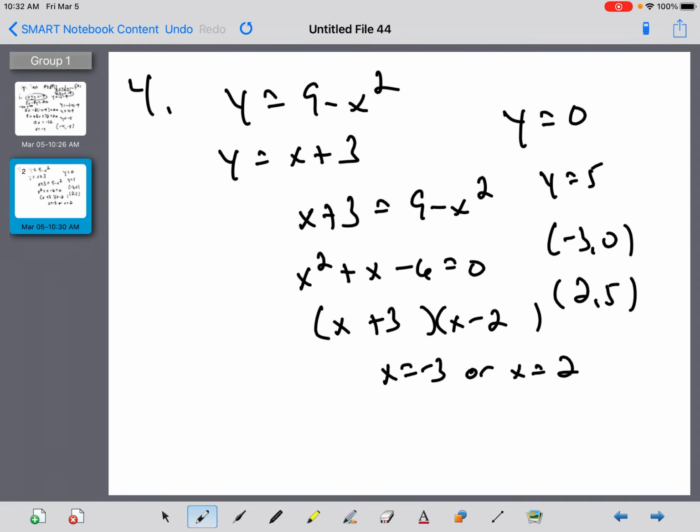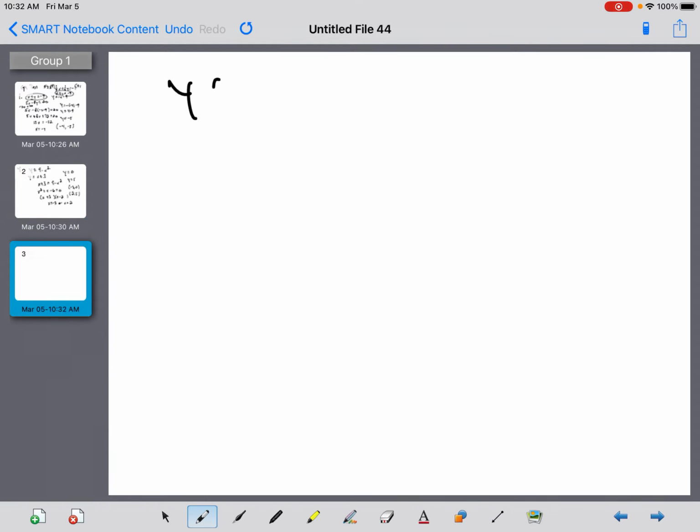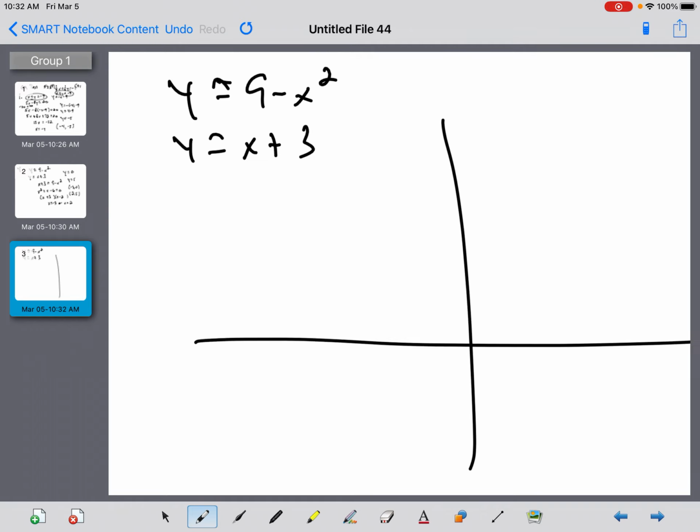Now let's go through this same problem and let's graph it. So I'm just going to go to a new screen. Y equals 9 minus x squared, and y equals x plus 3. So if I had a graph here, okay, 1, 2, 3, 4, 5, 6, 7, 8, 9. This is the same as y equals -x squared plus 9. Y equals x squared is a parabola. This is going to move it up 9, and the negative is going to make it go upside down. So it's going to go right there.